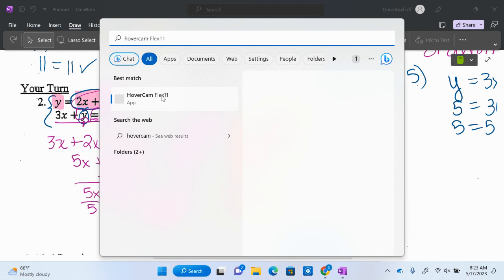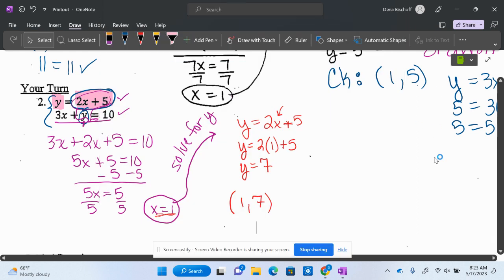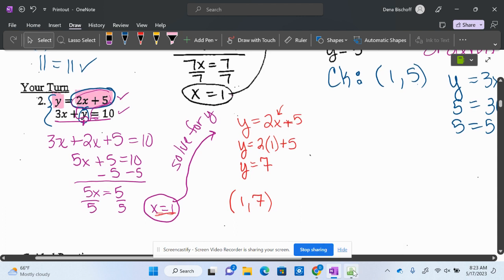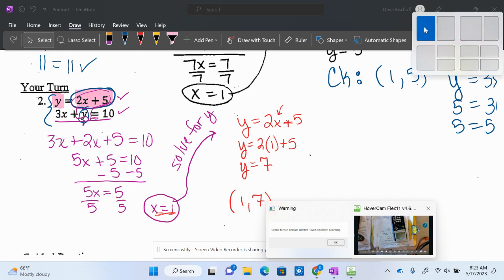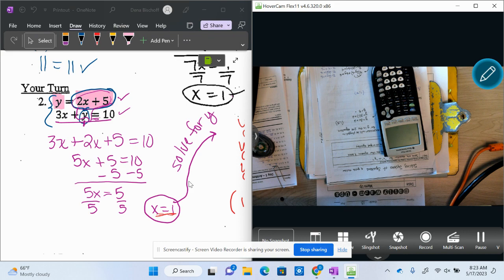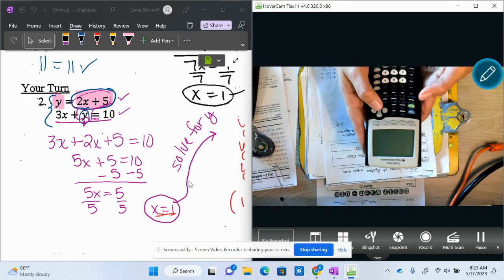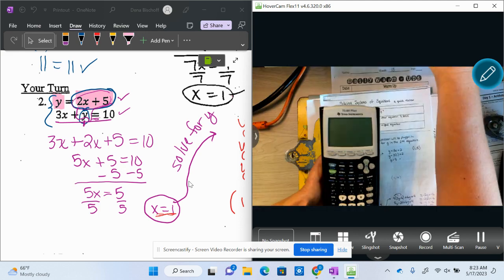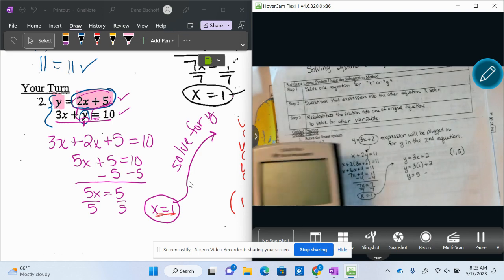I'm going to turn this on so you guys can see how to check it in your calculator because I want you to do that. So we're going to do a check in our calculator. So I'm going to shrink our screen up a bit and we're going to check this. So let's see. Our solution is the ordered pair 1, 7. So in my calculator, let's turn that around so it's not upside down and makes us all sick.